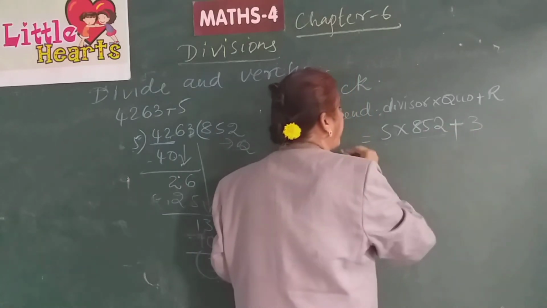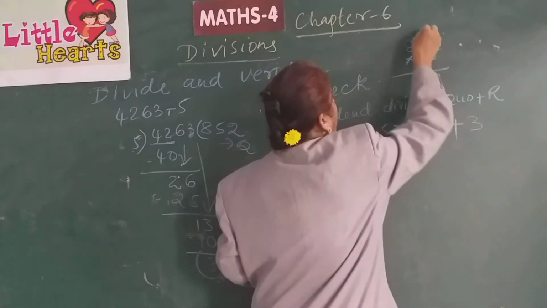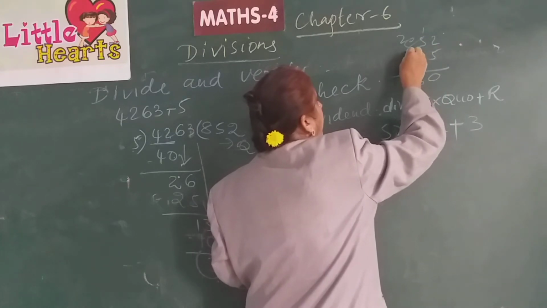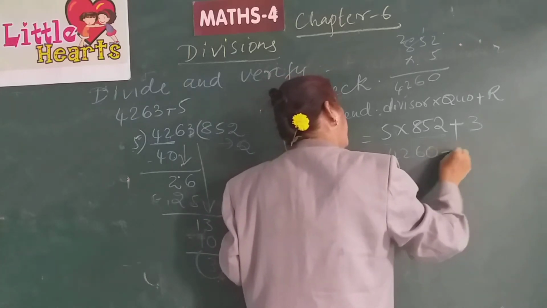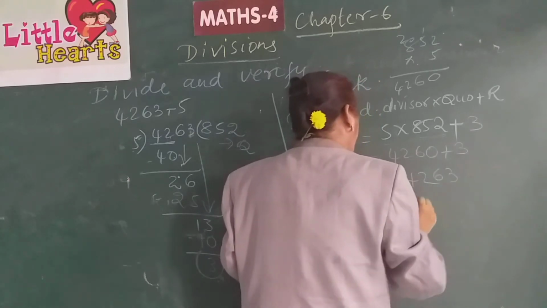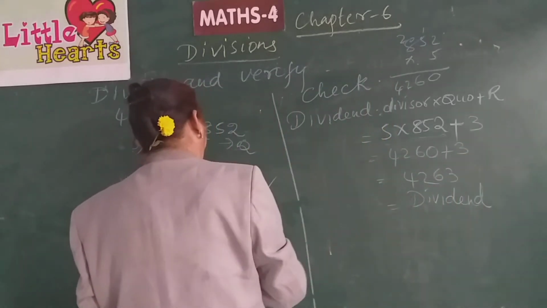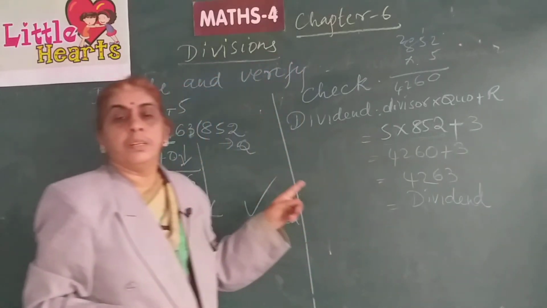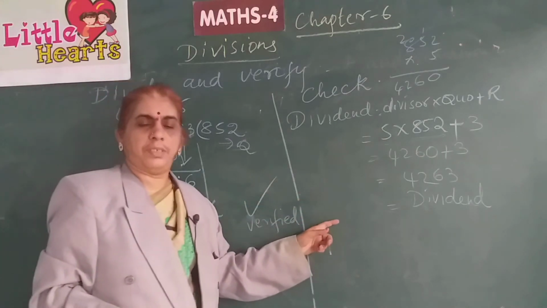First you need to multiply these two. 852 into 5. 5 2s are 10, 5 5s are 25 plus 1 is 26. 5 8s are 40 plus 2 is 42, so 4260. 4260 plus 3 is 4263, which is our dividend. So our division is verified. Our division is right. In this way you need to check a division. Divide first and check the division.